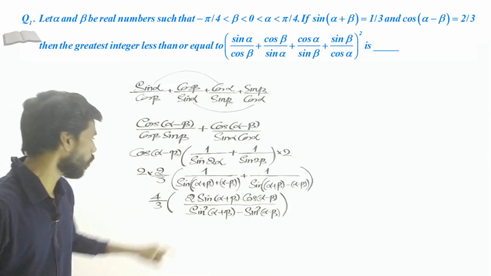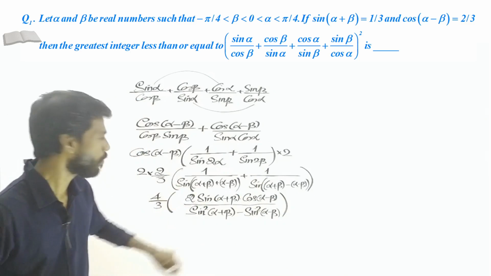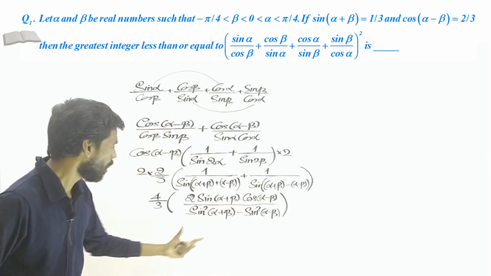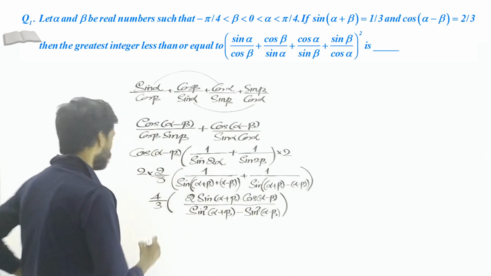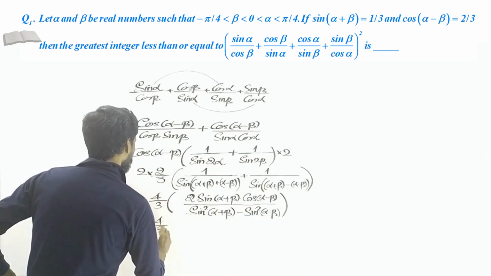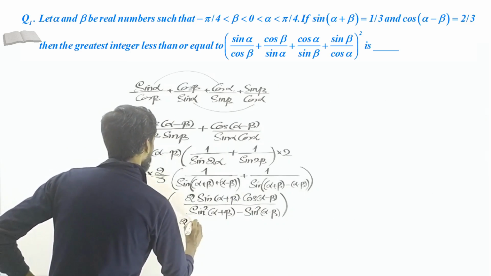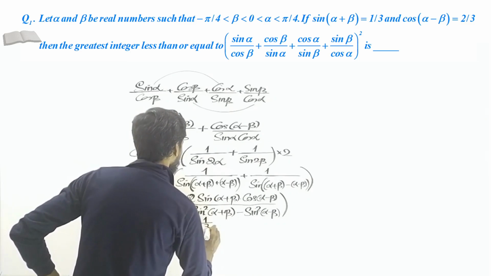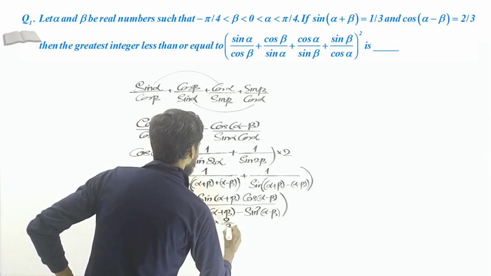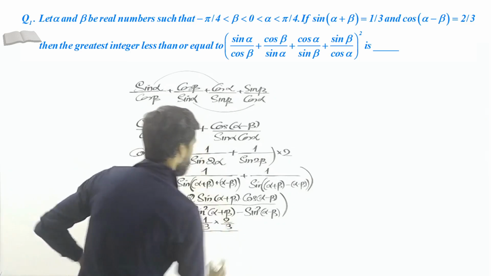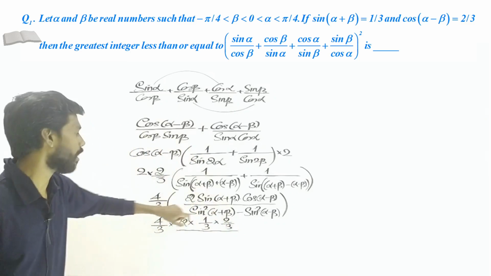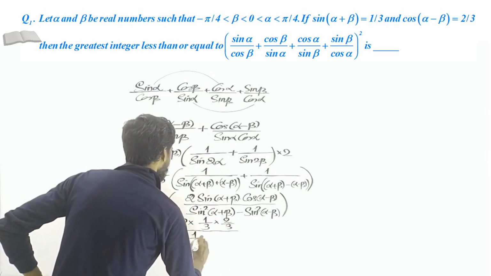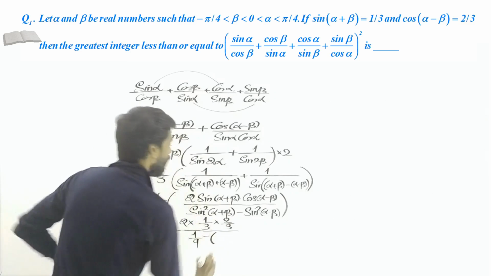See, all these values are known. Sine alpha plus beta is known, cos alpha minus beta is also known, so this value is also known. So that can be simplified. So this is 4 by 3 multiplied by 2 multiplied by sine alpha plus beta. That value is given, so 1 by 3. Similarly, 2 by 3 is cos alpha minus beta, and sine square alpha plus beta is 1 by 9, minus sine square alpha minus beta.